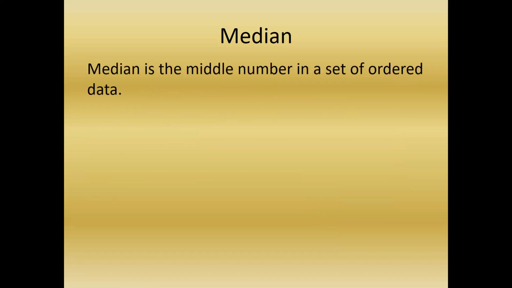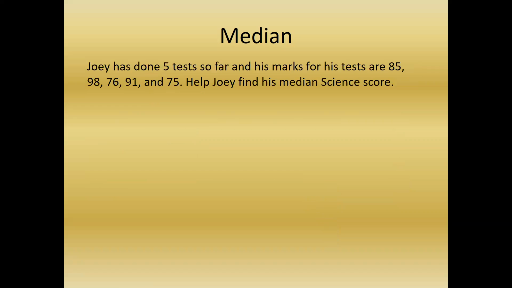So the median is the middle number in a set of ordered data. So we're going to stay with Joey and his 5 tests, the same marks. Now we're going to help him find his median science score. So what is his middle science score? So we're going to order the numbers from least to greatest. So his 5 tests, we're going to order them from least to greatest, which means that 75 would be the least, then 76, then 85, then 91, then 98.